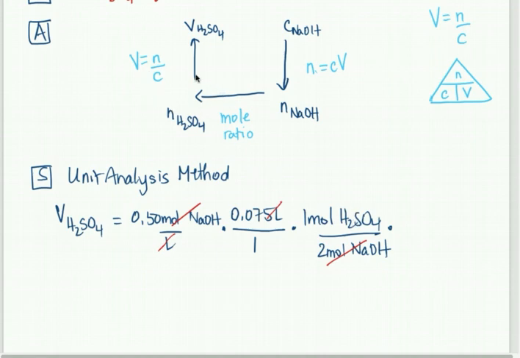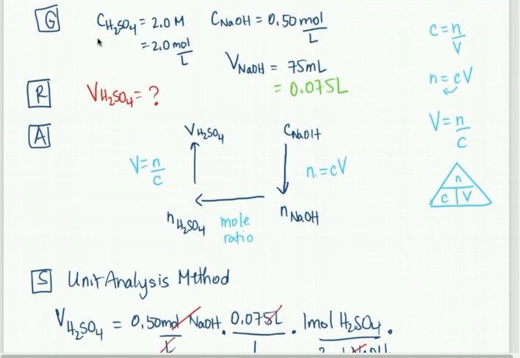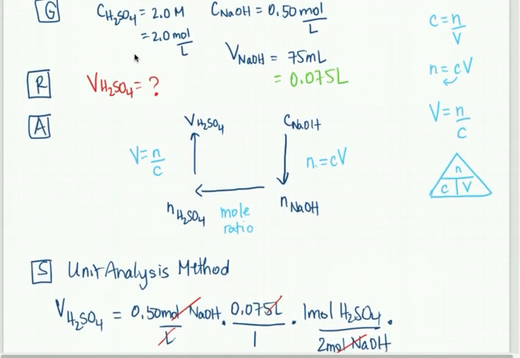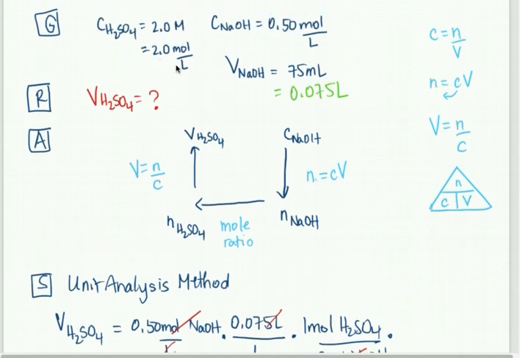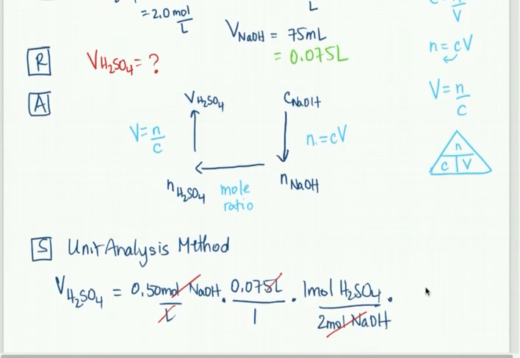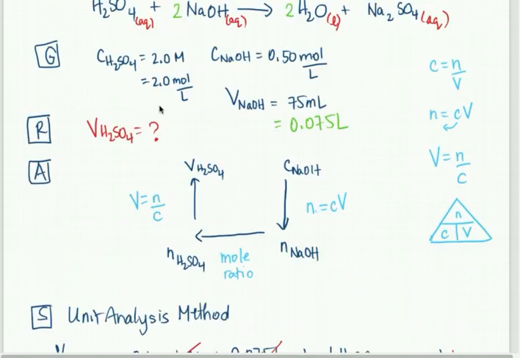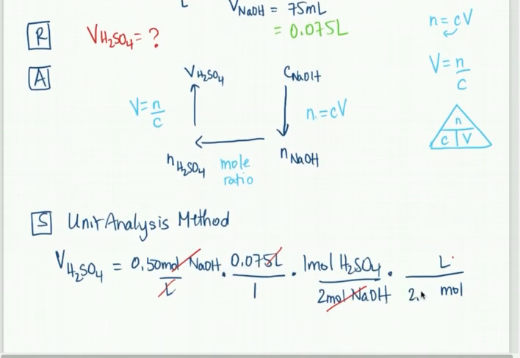Now we need to use the concentration, which is the last value here, and we need to decide which way we're going to stack this. Right now we have moles, and we need to get to liters. This is a mole per liter unit. If I stack it like this, see how the moles will clash? That's not going to work. So I'm going to stack it the other way so that the liters are at the top and the moles are at the bottom. So that's 2 mole per liter, and again, this is of sulfuric acid.